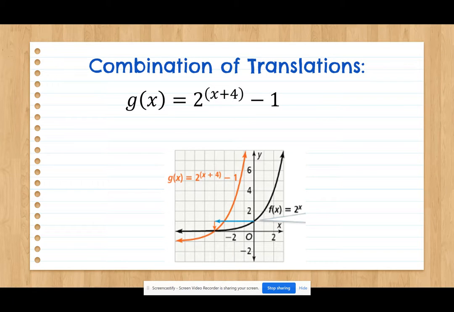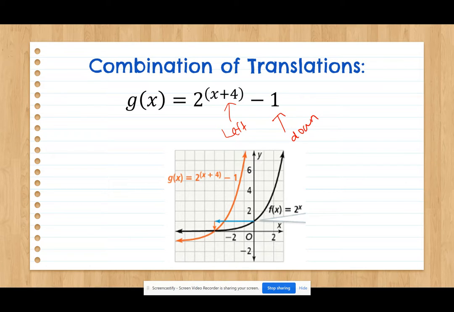Okay. This one here is an exponential function. And I could see here, up touching the x, we added 4 to it. So that makes it move left 4. And the -1 makes it go down 1.